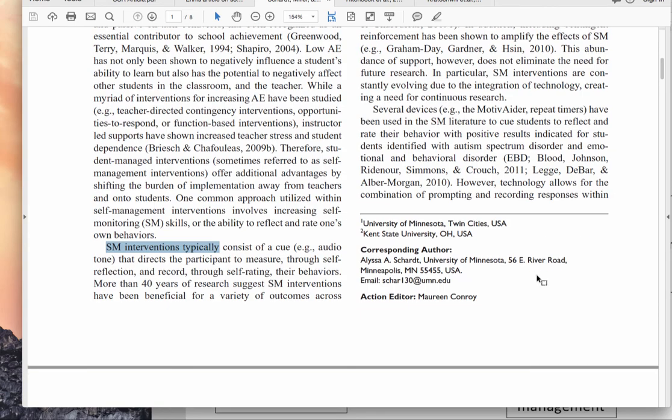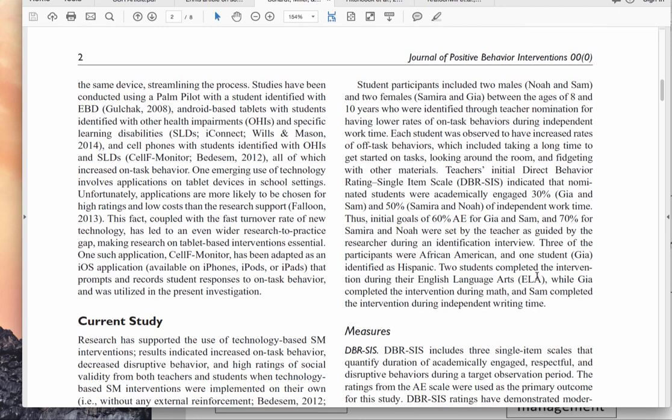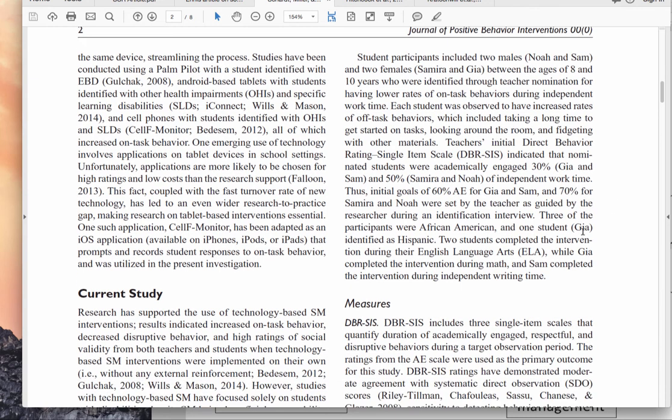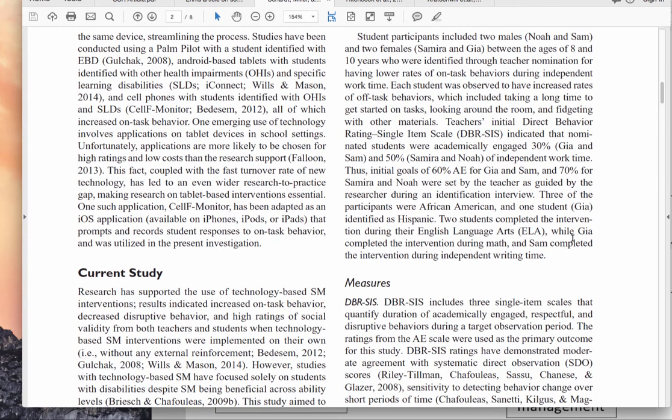So it just kind of gives an idea of what our dependent variable was. How is it defined? So academic engagement, how is it defined and why is it important? And then we talked about the independent variable of interest, self-monitoring. How is it defined? How has it been used? And has it been effective? So that's when we came to the end and said, okay, based on all of this research, our research question is.